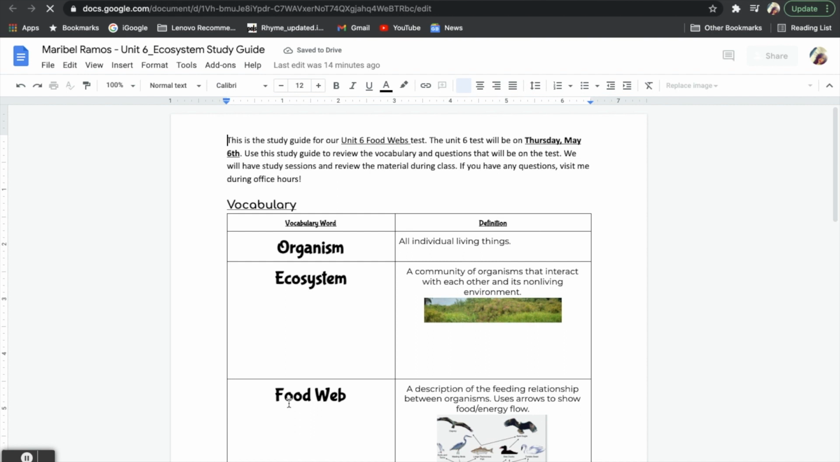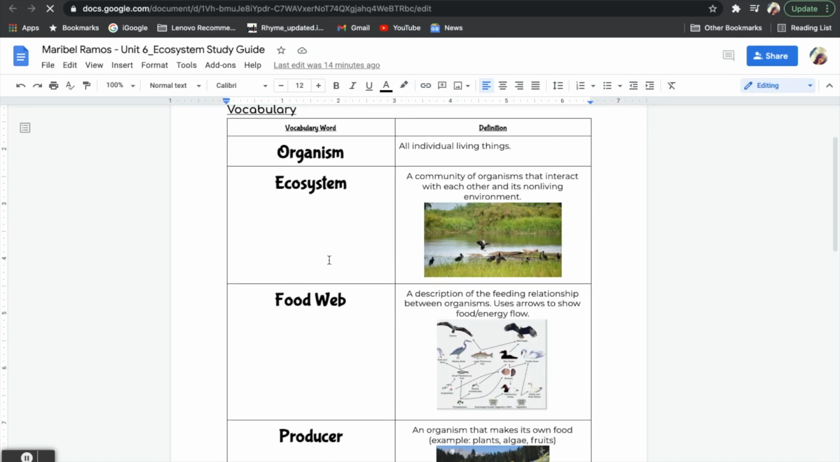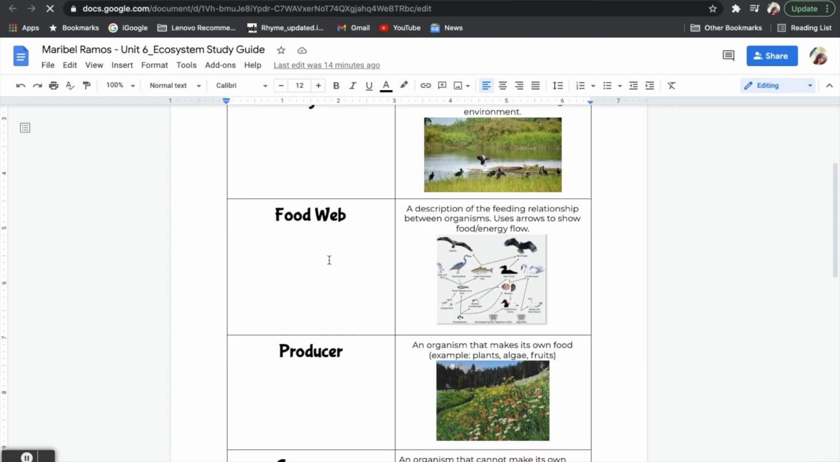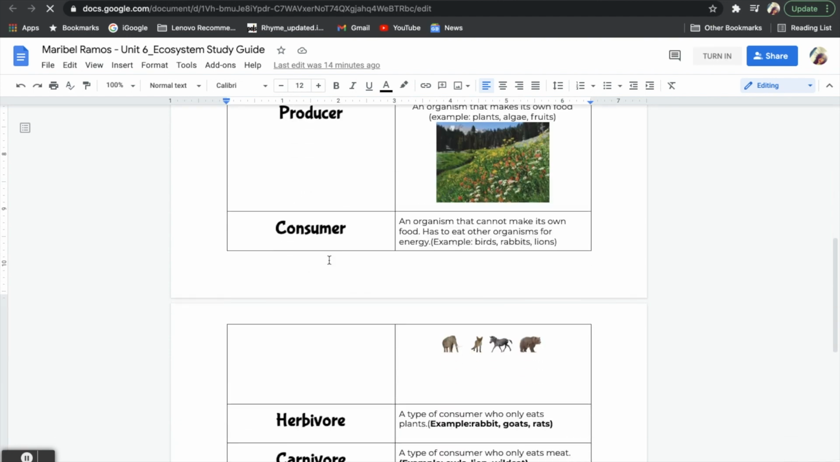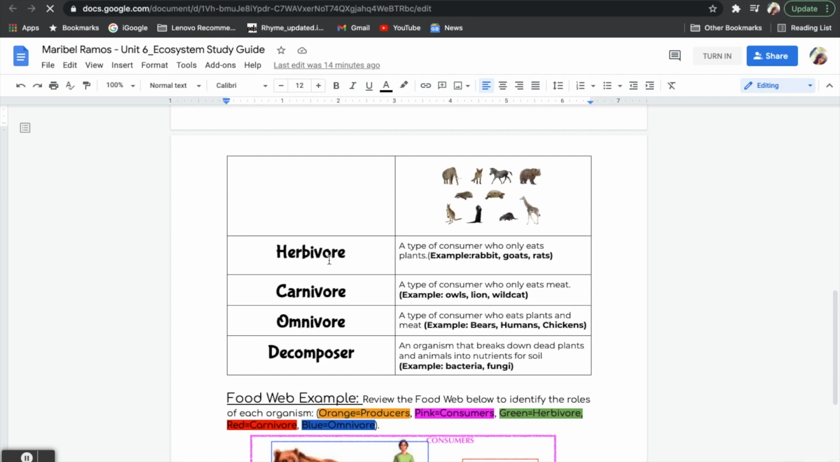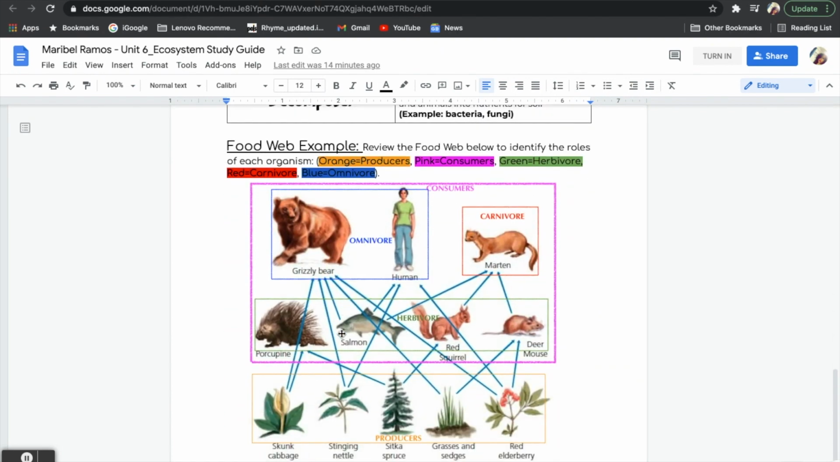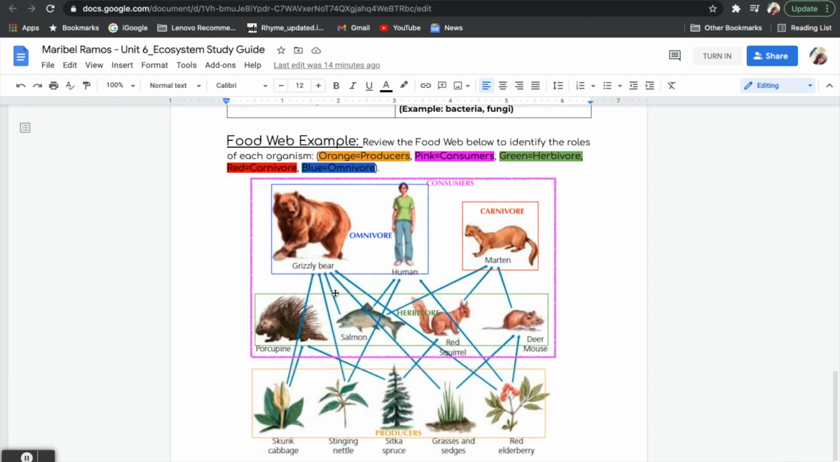Alright, when you get to the document on Google Classroom, you will have the different vocabulary that will be on our test. We have organisms, ecosystems, food web, producer, consumers, herbivores, carnivores, and decomposers. And then at the bottom of the document, you have an example of a food web.